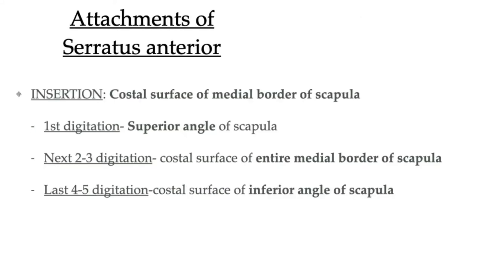Talking about the insertion, serratus anterior has a characteristic way of insertion. The first digitation, that is the fibers which arise from the first rib, insert over the superior angle of scapula. The next 2 to 3 digitations insert over the costal surface of the entire medial border of scapula, and the last 4 to 5 digitations collectively insert over the costal surface of the inferior angle of scapula.